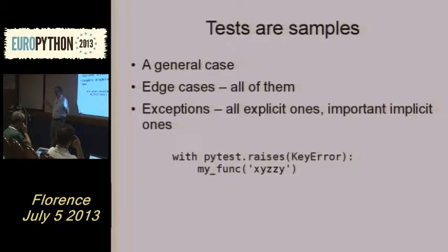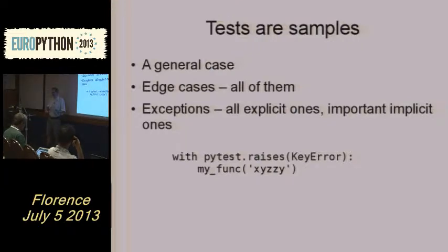Testing does not solve every single problem in the world. It just gives you data points. So your tests need to handle some sort of general case. You should handle all edge cases that you know about. So if you're doing division in the code you're testing, then you should definitely test with something that gives you a division by zero to see what happens.